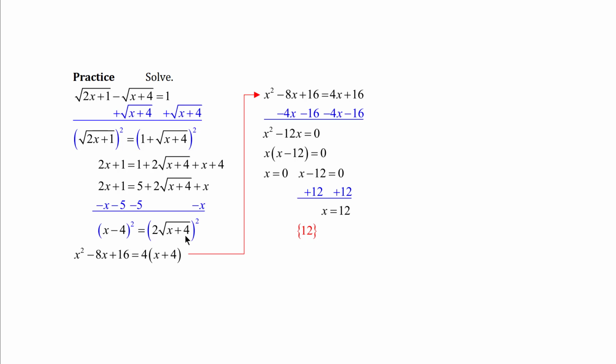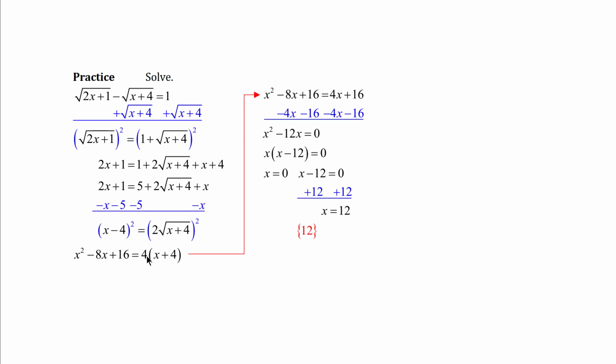Next, we get rid of the radical by squaring both sides of the equation. We can multiply the left-hand side out as a perfect square. X squared is x squared. 4 squared is 16. X times negative 4 is negative 4x. Double that, we get negative 8x. Squaring the right-hand side, 2 squared is 4, and squaring the square root of x plus 4 will just give us x plus 4. So the result is x squared minus 8x plus 16 equals 4 times the parentheses x plus 4.